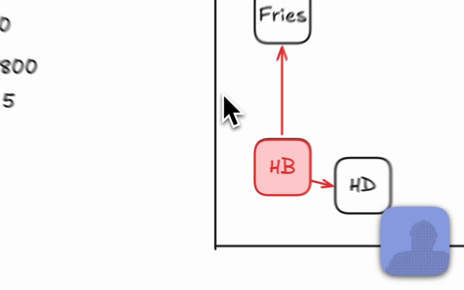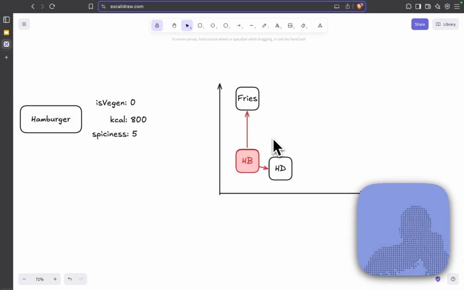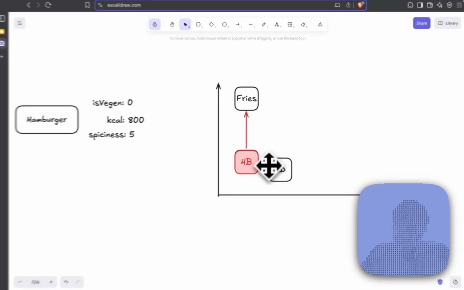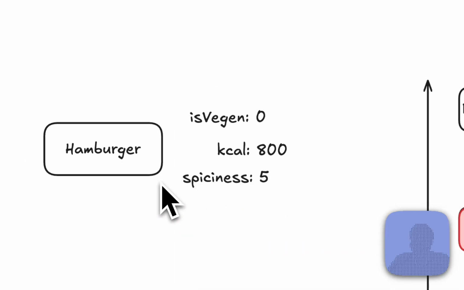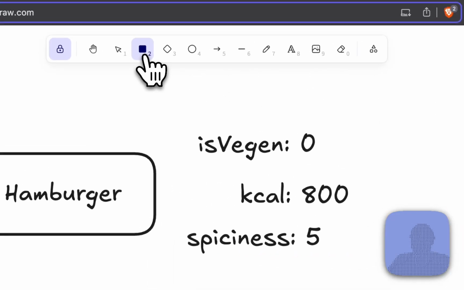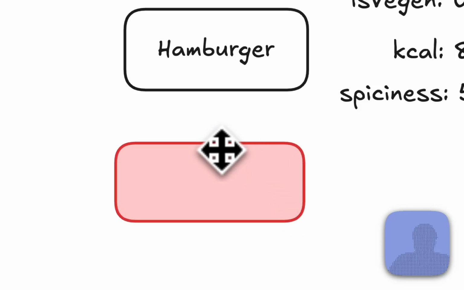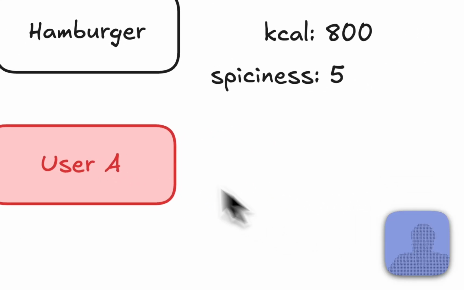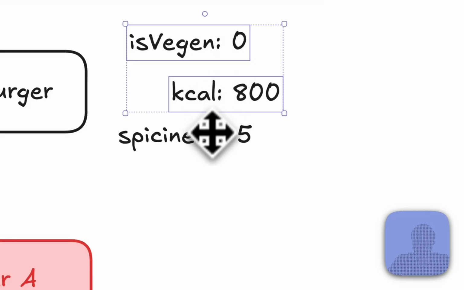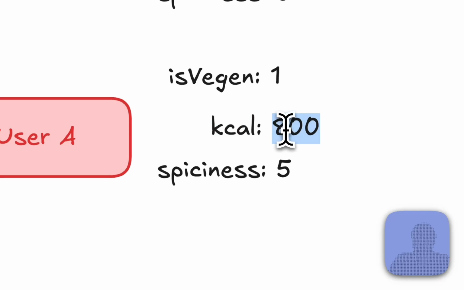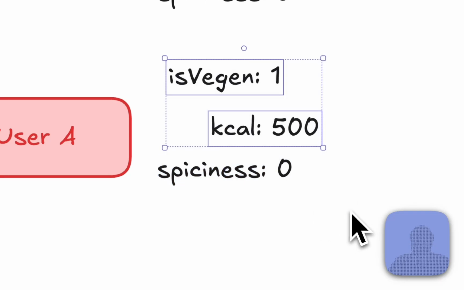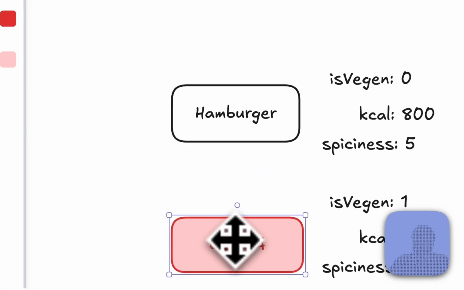Actually, there are 2 ways of doing this. The way that I just showed you is where you compare items with different items. Another way is to capture a user based on this vector. Let's say this is user A. He likes vegan stuff, which is a bit lower calorie and has no spiciness. This is the preference of user A.